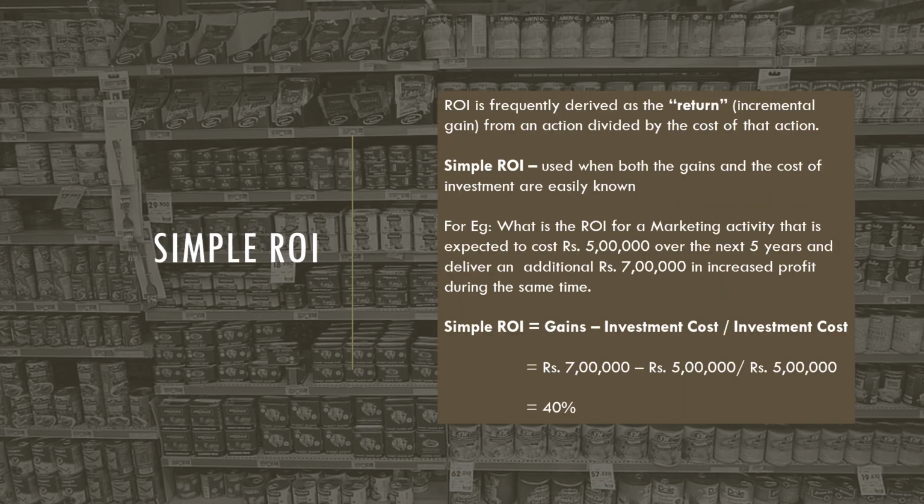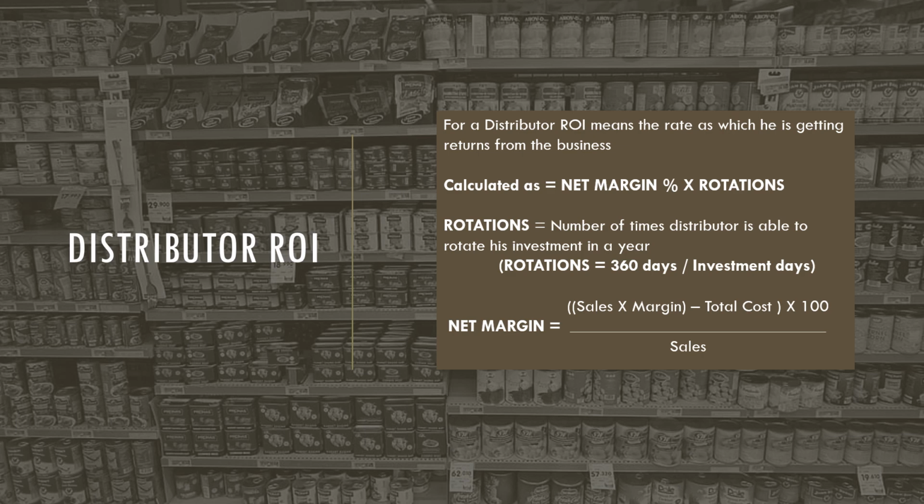In this slide, let's see what simple ROI is. The simple ROI formula is equal to gain minus investment cost, divided by investment cost. Let's see this with an example. Let's take a marketing activity with 5 lakh rupees of investment and 7 lakh rupees of profit returns. So the ROI percentage based on the ROI formula is 40% returns given by that marketing activity. Usually, simple ROI is used when we easily know the cost and profit.